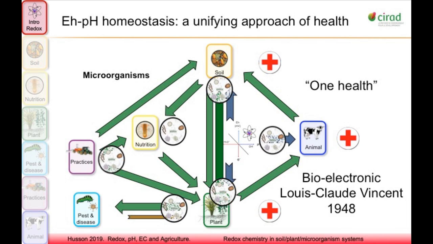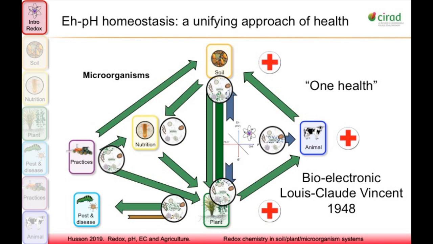It was called bioelectronics by Louis-Claude Vincent. He was a French hydrologist who developed this more than 70 years ago. It was used for human health. Okay, so we just adapt something from human health to plants, soil, animals. But we are at the basic level, at the foundation, at the lowest level of the physics, the chemistry, protons, electrons. And we will see we can go up to the planet level with the greenhouse gas emission. So we are rooted in the process at the very finest level and move up the scale to higher levels.